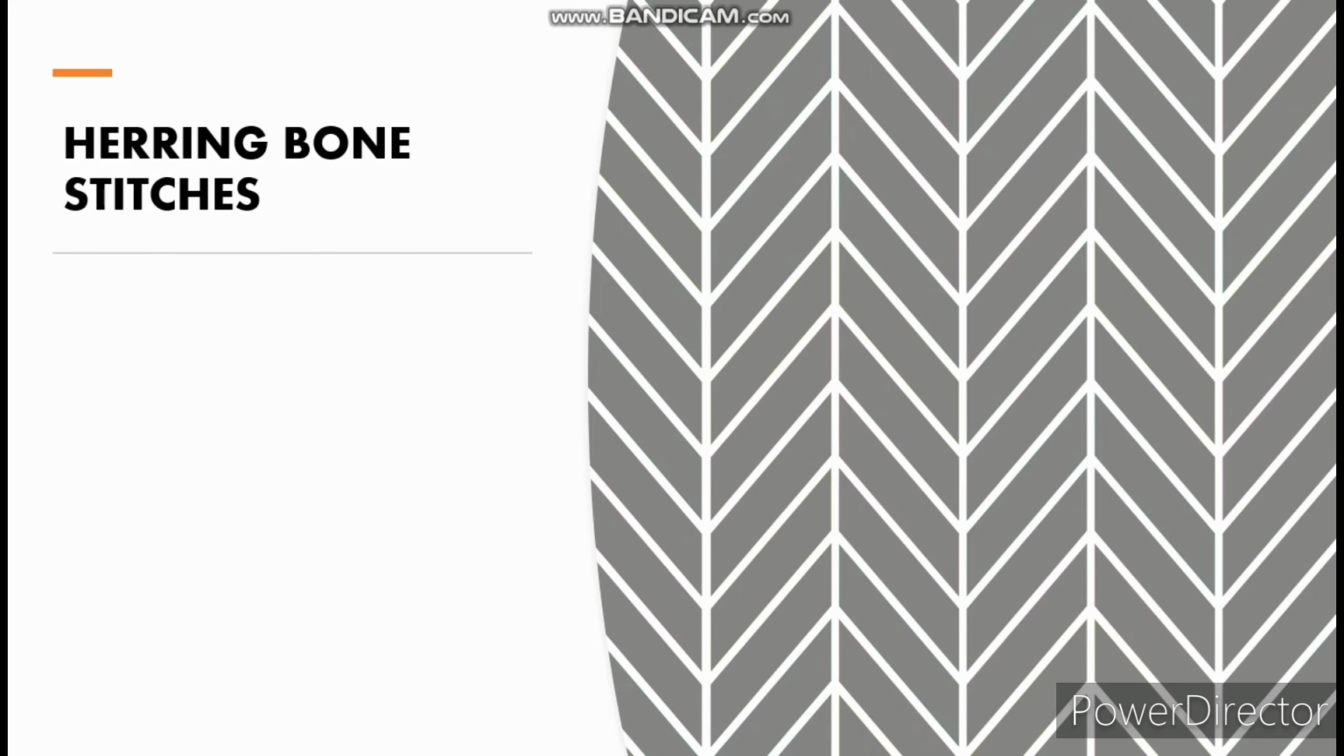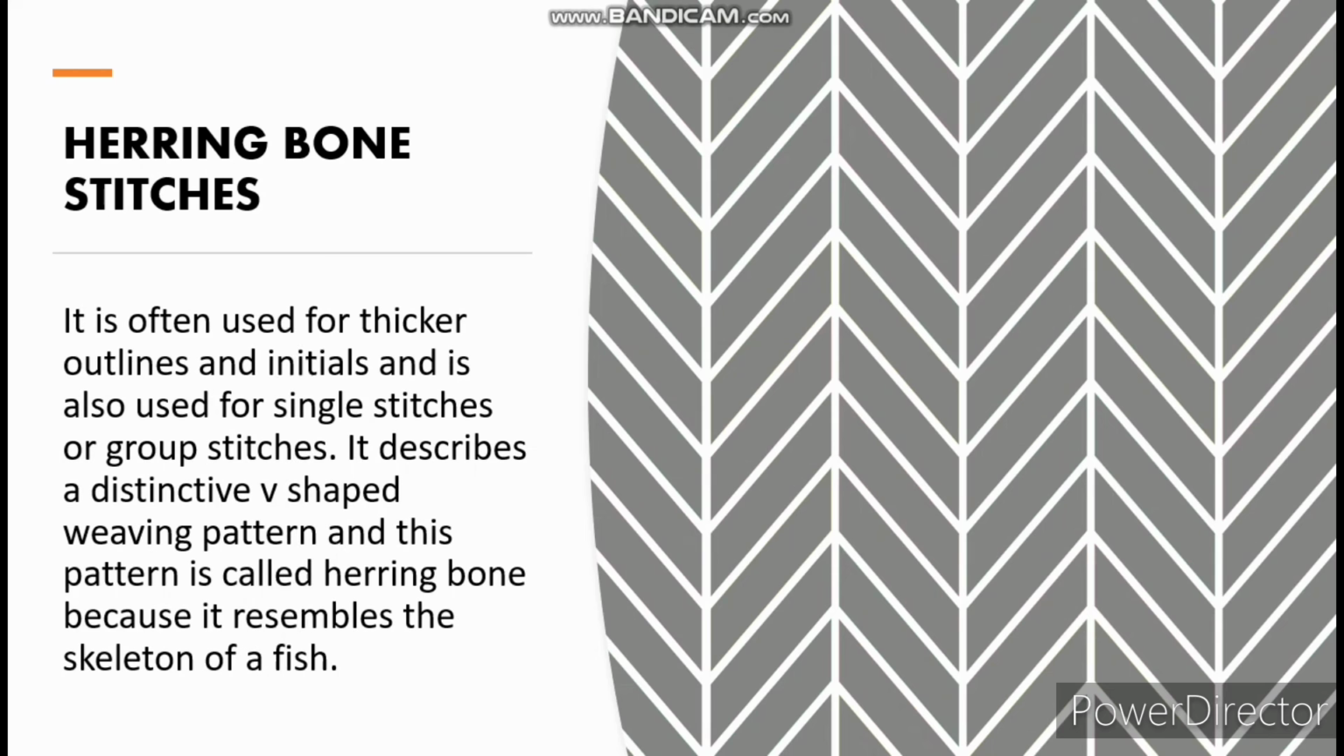Herringbone stitches. It is often used for thicker outlines and initials and is also used for single stitches or group stitches. You use it alone or you can combine it with group stitches. It describes a distinct V shape.